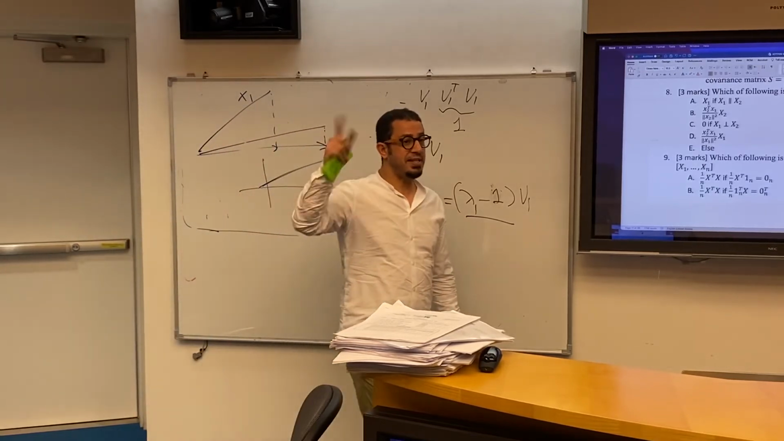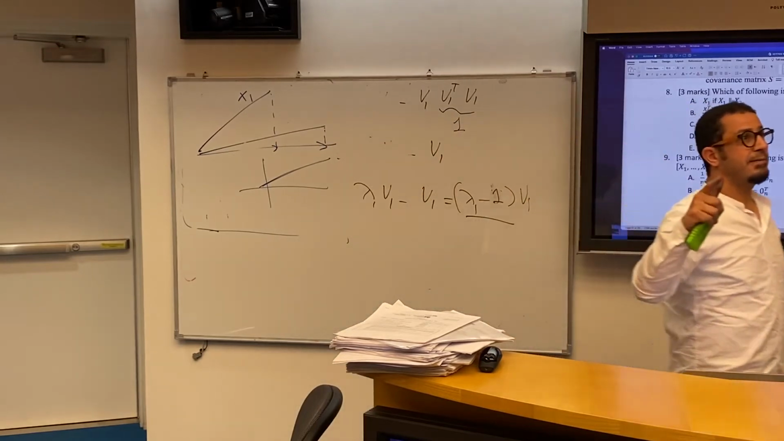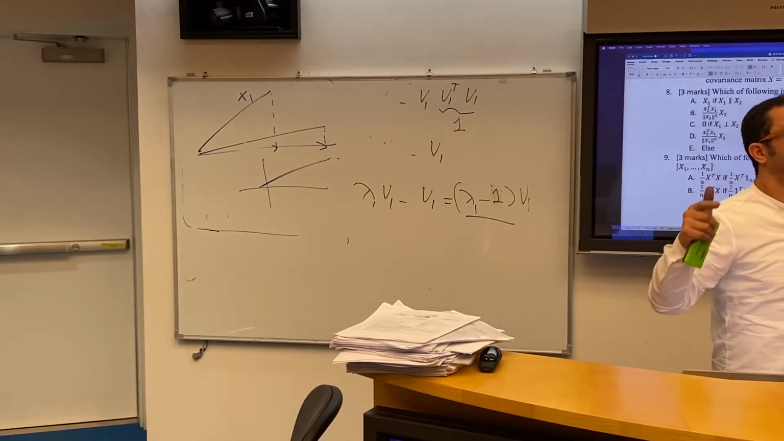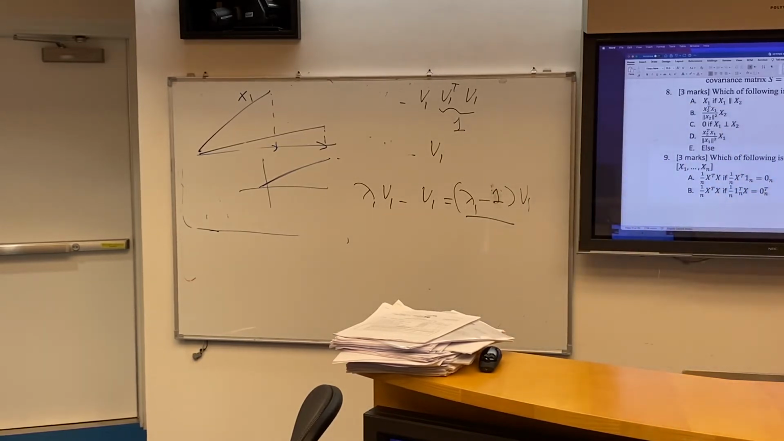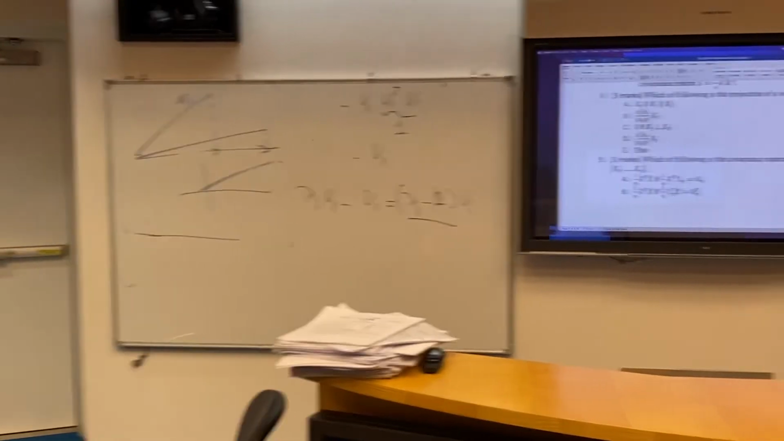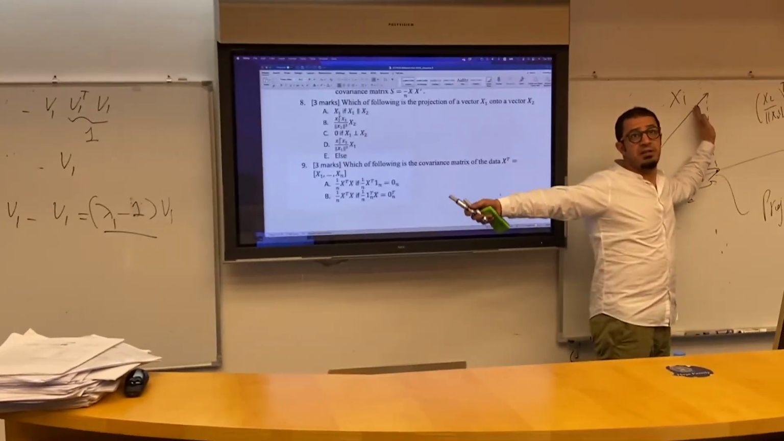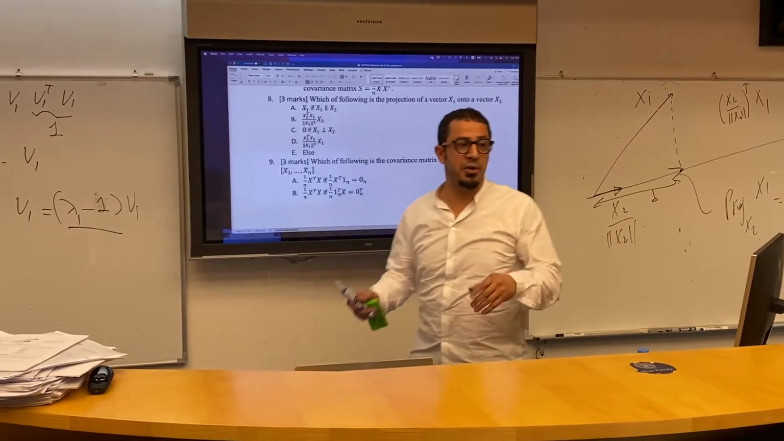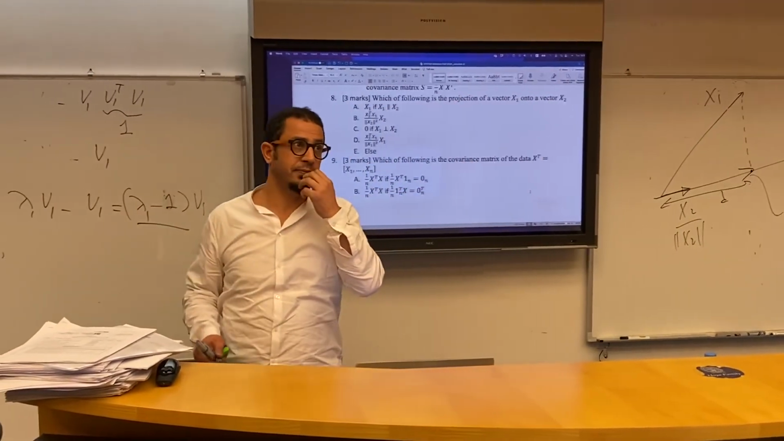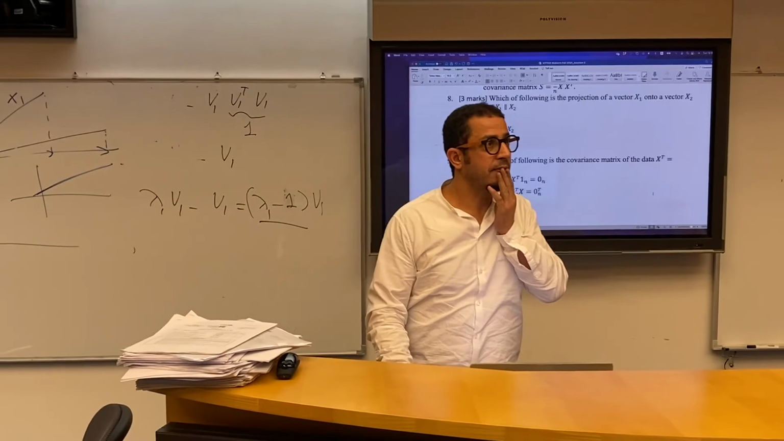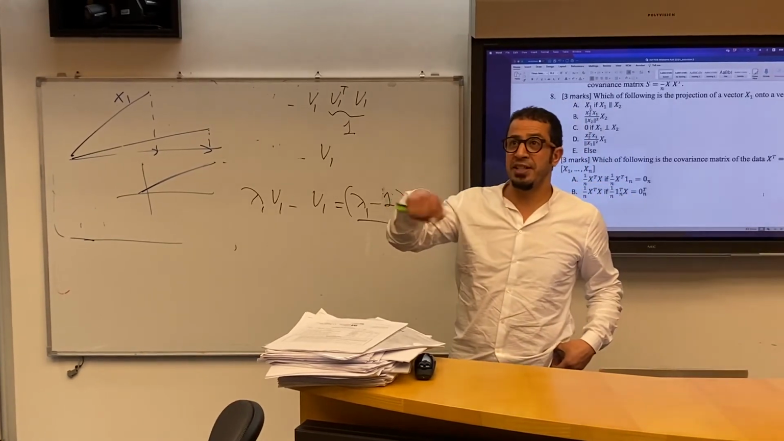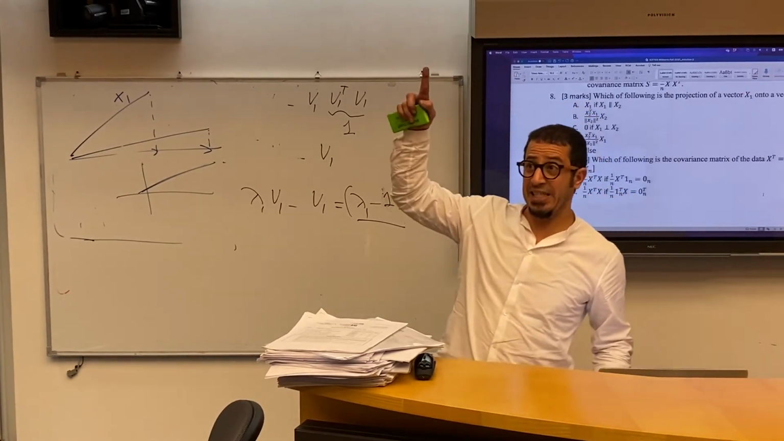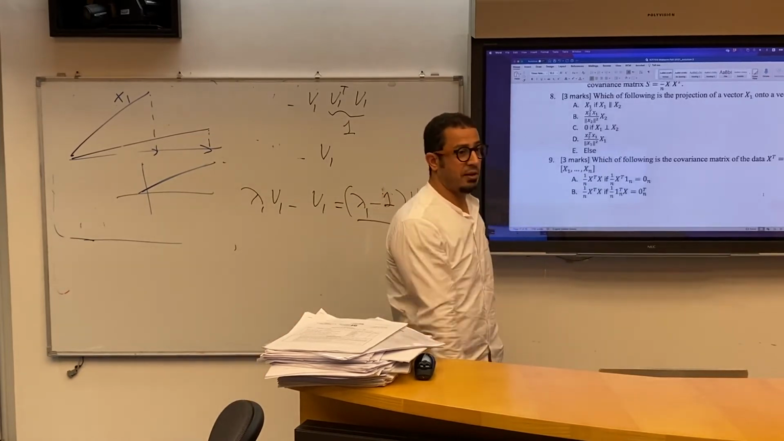So A, B, C are correct, right? D for sure is not correct, because I want to do the projection of x1 over x2. It will be following the direction of x2. But here the direction is x1, which is wrong. So A, B, C are correct. If we said vector x2 over vector x1, then D is correct. The D is correct if we ask what is the projection of x2 over x1.